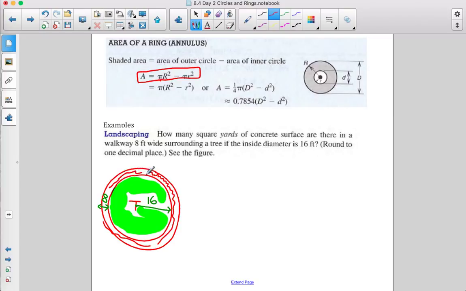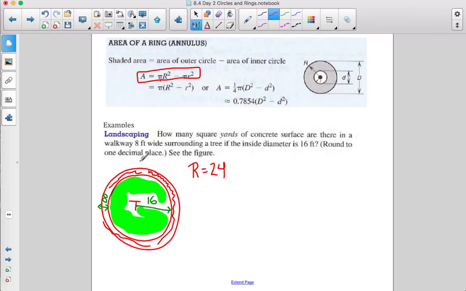Well, in order to find that, I need to find the area of the outside minus the area of the inside. So the area of the outside is from the center of the tree to the very edge of the sidewalk. Well, that radius is 16 plus the width of the sidewalk, which is 8. So the radius of the big circle is going to be 16 plus 8, which would be 24.